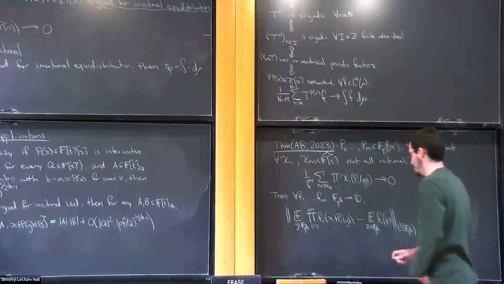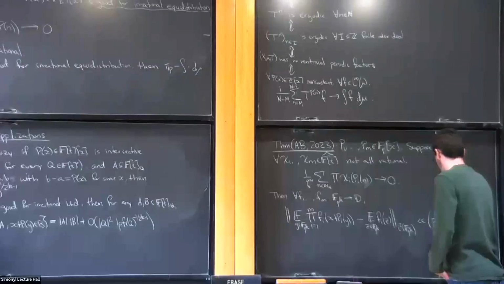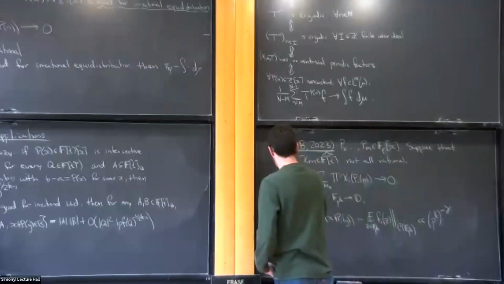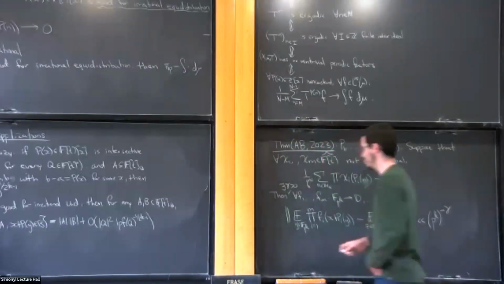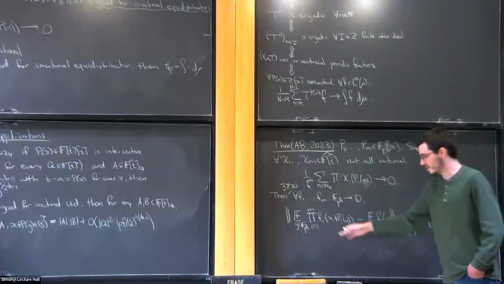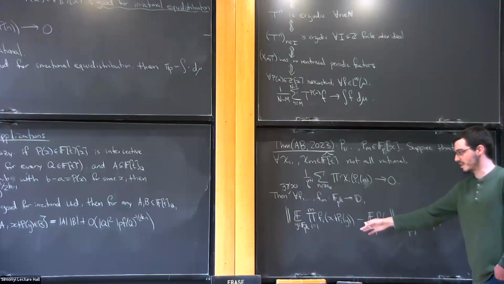Is bounded by the size of the field to the minus gamma. So really I should say here, there exists some positive gamma depending on these polynomials. And then you get the same sort of power saving bounds for similarity as a consequence of this result.